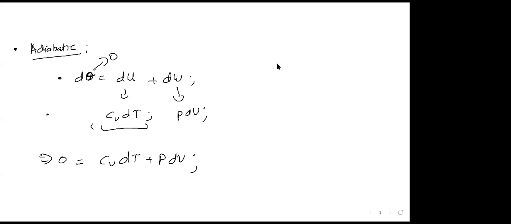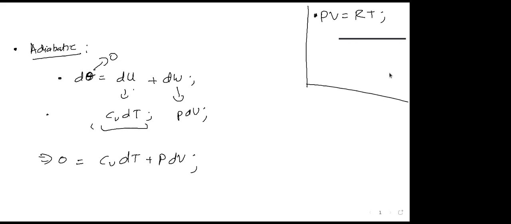But that's not the only thing, right? You have other things. When we say that dU is just CV dT, you're already assuming an ideal gas. Since you're assuming an ideal gas, you can also assume the equation of state for an ideal gas, which is nothing but PV is equal to RT, correct? So now what do we do? Any ideas? So here we have three variables, P, V, and T, and we have two equations. This is one equation and this is the other equation.